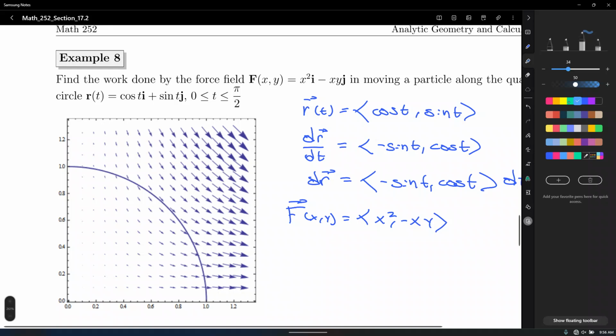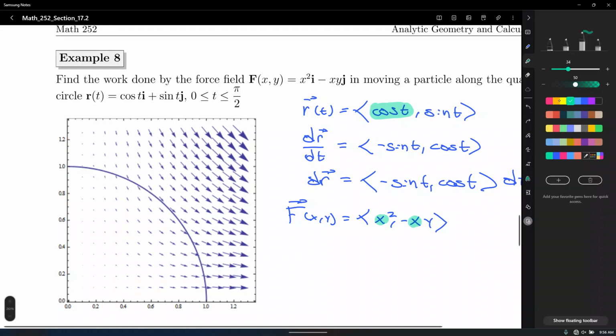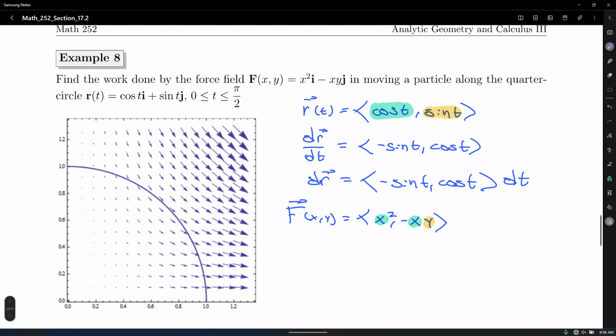How? Well, again, this is x, and this is y. All right. So this will be cosine squared t, comma, negative x times y, which is cosine t, sine t. But this will no longer be a big F function of x, y now. This will be a function of t. All right? And I believe we have everything we need to set up and then evaluate the integral.